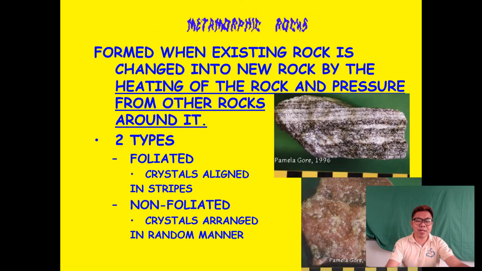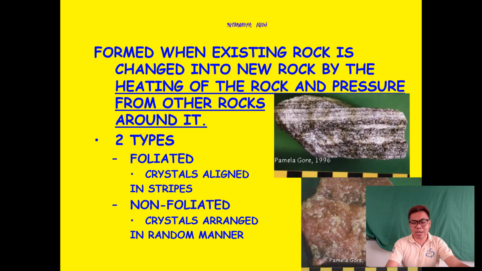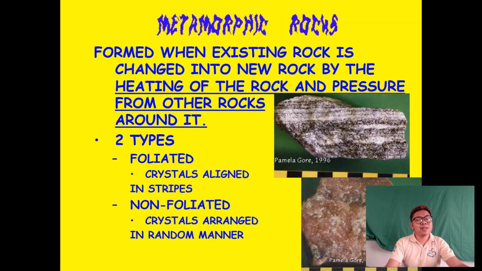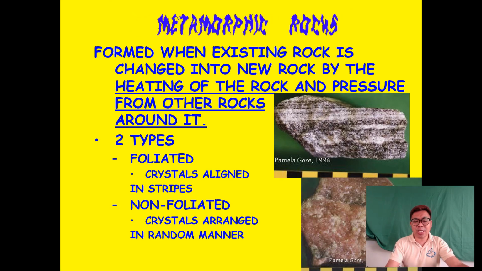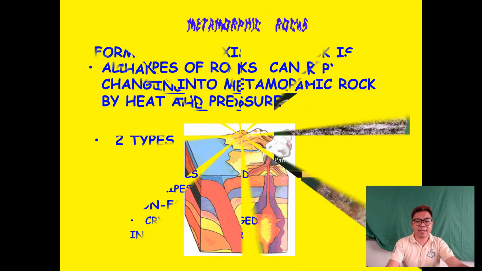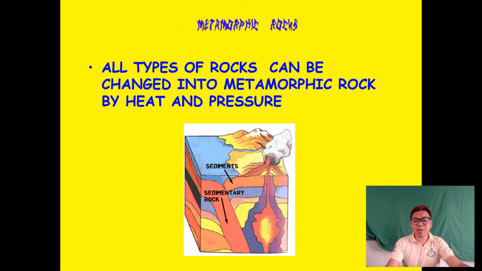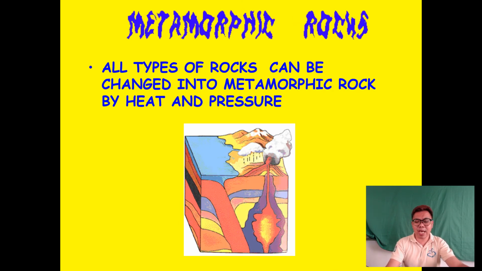Then we also have the non-foliated naman, crystals arranged in random manner. Itong nasa pangalawang picture natin, yan ang example ng non-foliated. These metamorphic rocks, ulitin ko lang po, napo-form sila because of too much heat na ina-apply natin and nape-pressurize sila. All types of rocks can be changed into metamorphic rocks by too much heat and pressure.